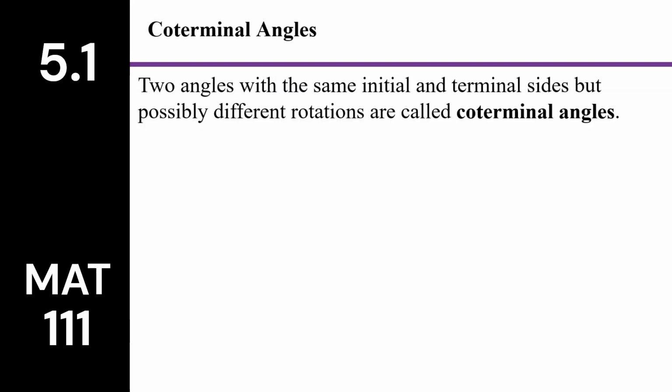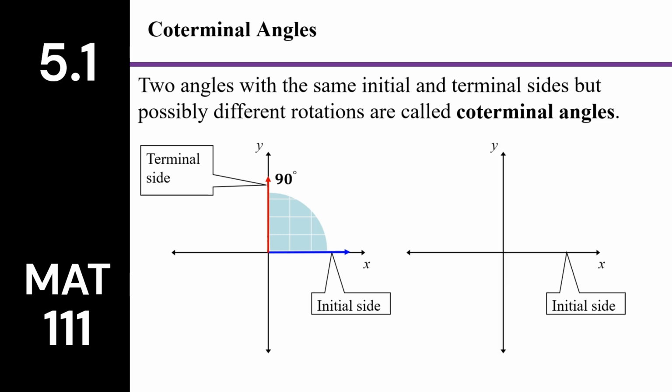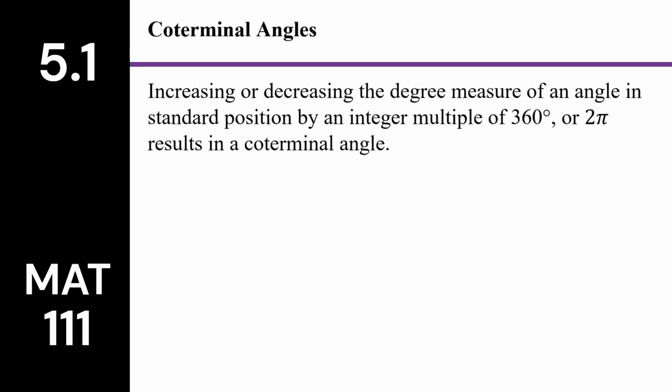Coterminal angles are two angles that have the same initial side and the same terminal side, but you may arrive at that terminal side using different rotations. Here's an example of 90 degrees that we rotated through the positive direction, but we could also get there by going negative 270 degrees. These two angles have the same initial side and the same terminal side, so they are coterminal angles. With coterminal angles, if you increase or decrease by a full rotation, which is 360 degrees or 2 pi radians, then you're going to result in a coterminal angle.